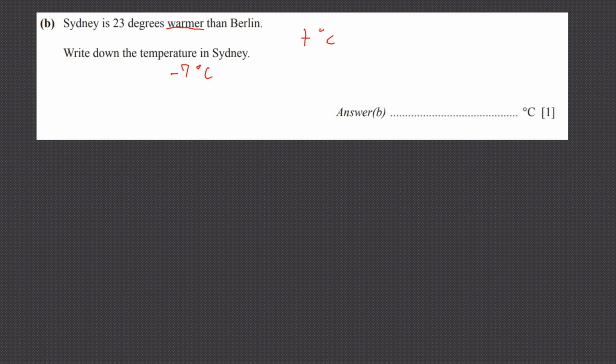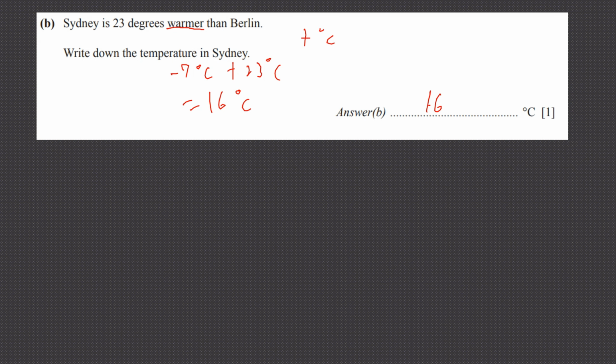So we'll then do -7 degrees Celsius plus 23 degrees Celsius. So the answer here would now be 16 degrees Celsius. Again, warmer in Celsius or in temperature, for a matter of fact, always is adding on, while colder means you're subtracting out. So that's the answer for this. So the answer is 16 degrees Celsius.